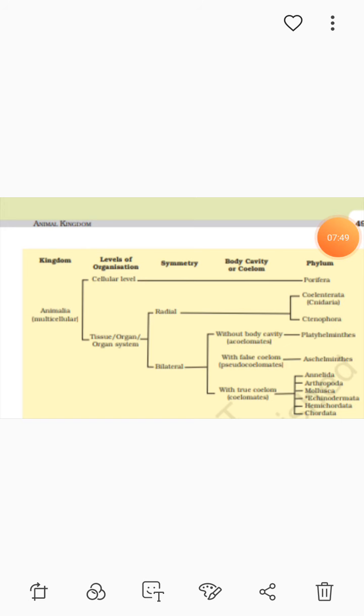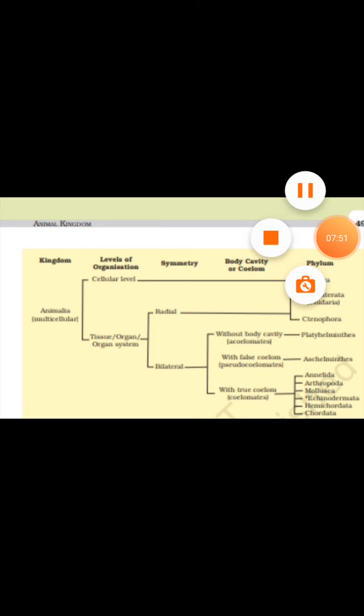Next, moving on. This covers the levels of organization, symmetry, and body cavity or coelom. Some others remain, even classification based on body temperature, for example poikilothermic and homeothermic in nature. So there are more levels of classification. If you have any doubt, ask me.